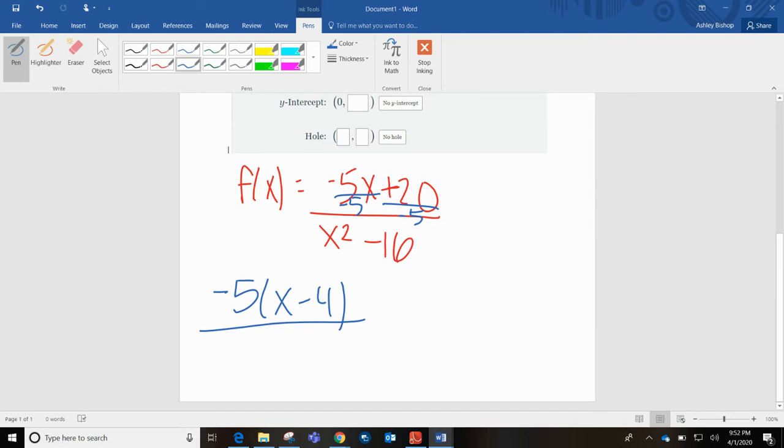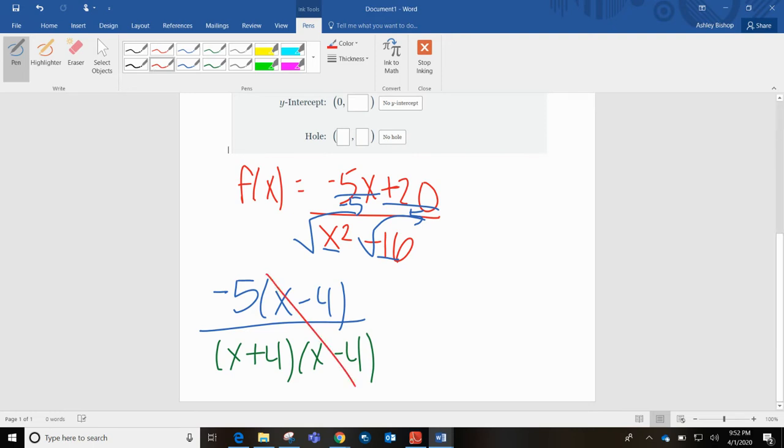And then if I have two terms here that are being subtracted, I have the difference of two squares, so I can take the square root. So I'm going to have x plus 4 and x minus 4. Okay, now the numerator and the denominator are completely factored. I need to ask myself if there's anything I can cancel, which yes, I can.